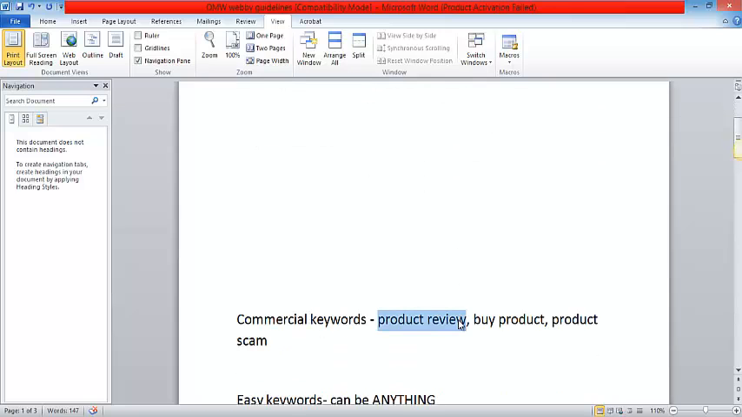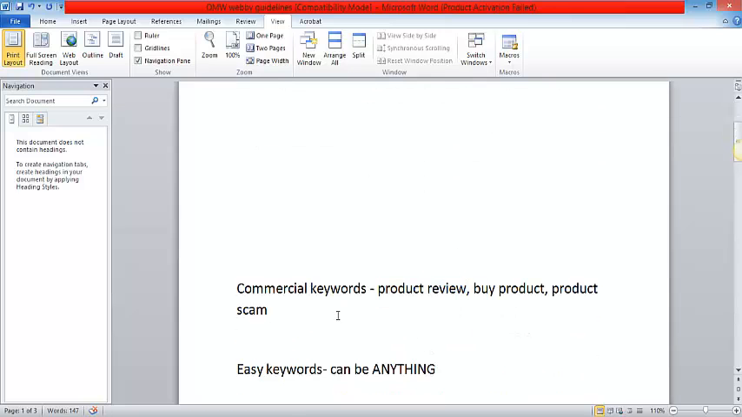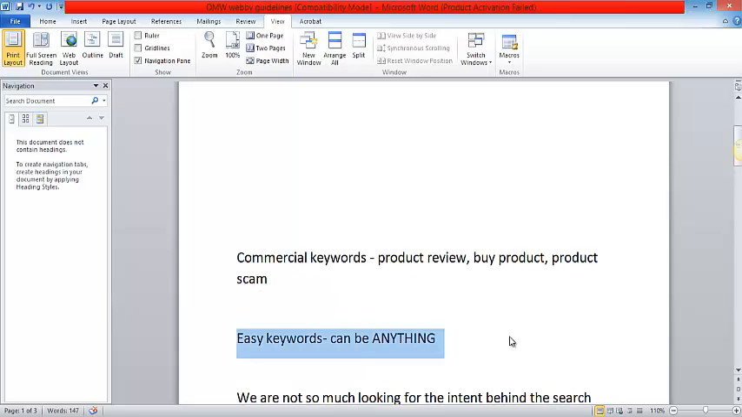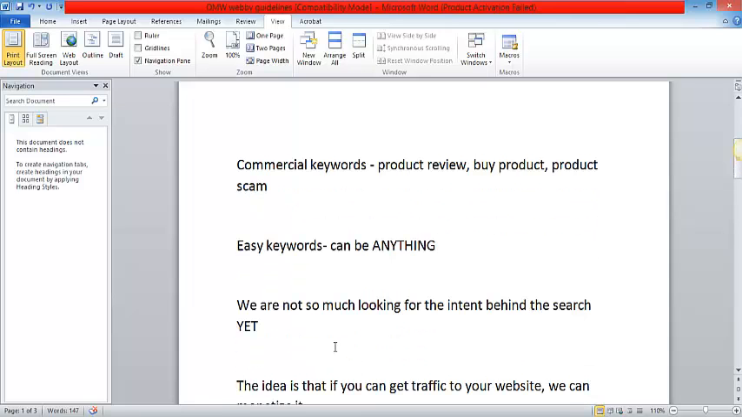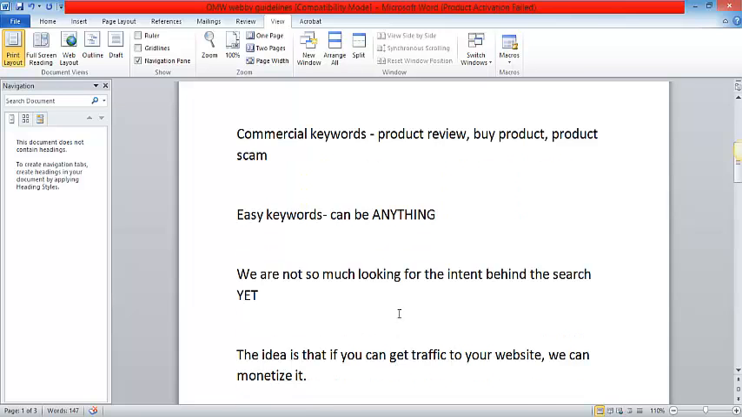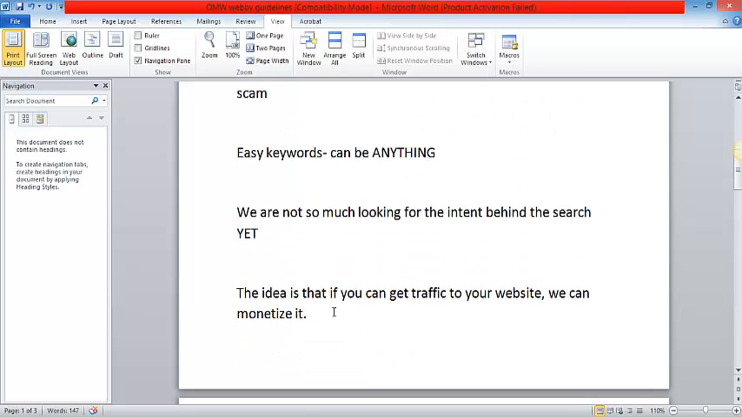Commercial keywords, like I said, a product review, buy product, things that have a lot of buyer intent behind them. Easy keywords can be anything. Now, there's no real requirement for these easy keywords. They can have buyer intent, they cannot. We're not so much looking for the intent behind the search yet. Don't get me wrong, there are those awful searches that you don't want to waste your time with, but we're not looking for the reason the person is making that search yet. We just want to make sure it's an easy, rankable keyword.